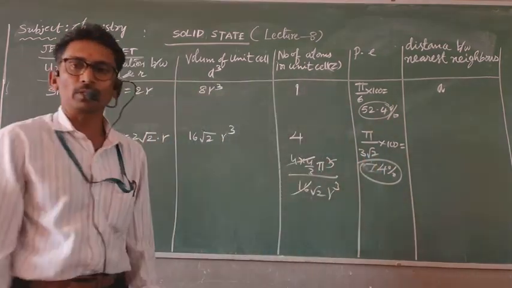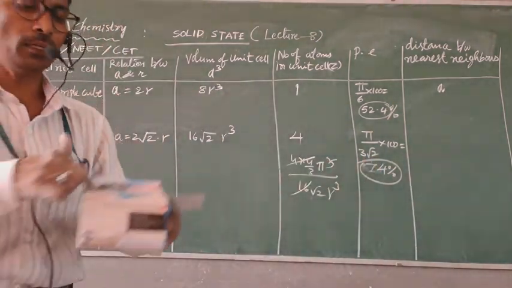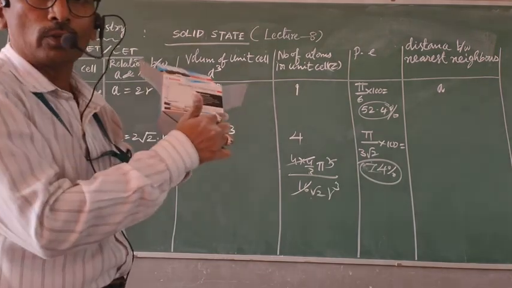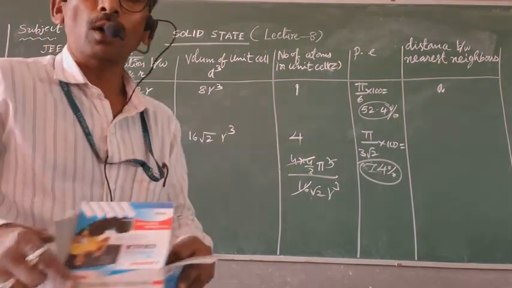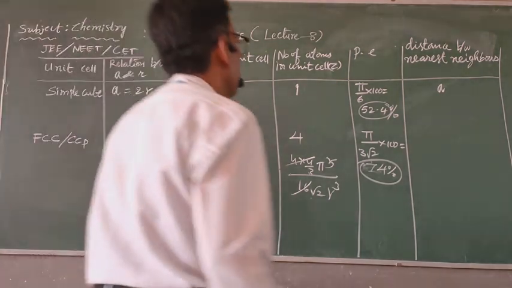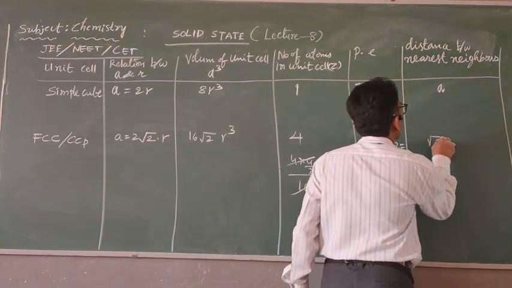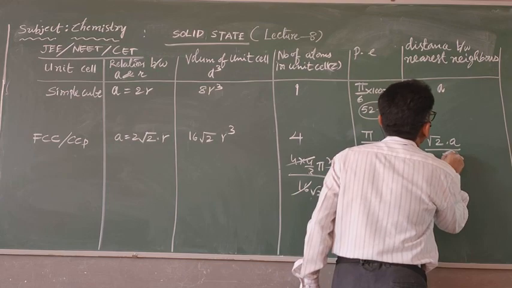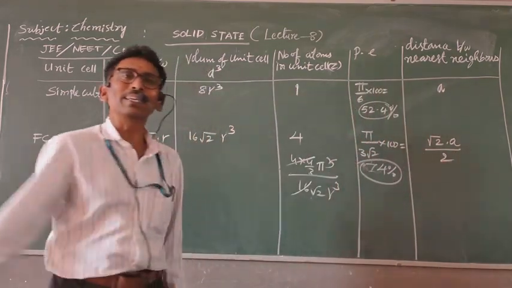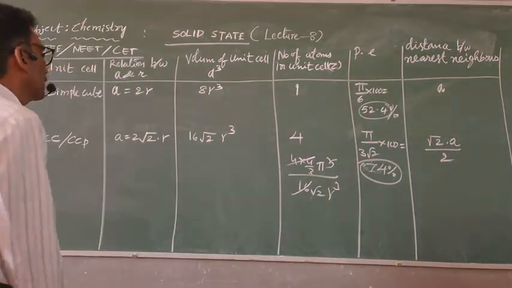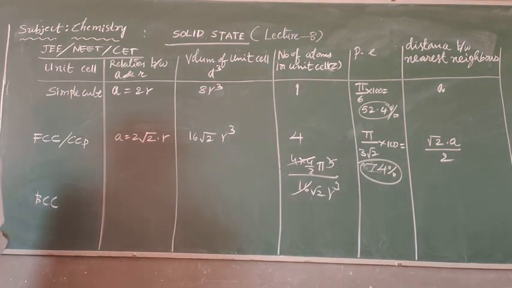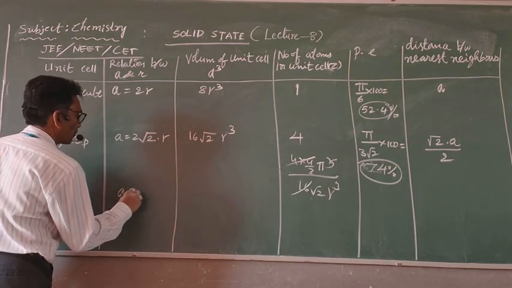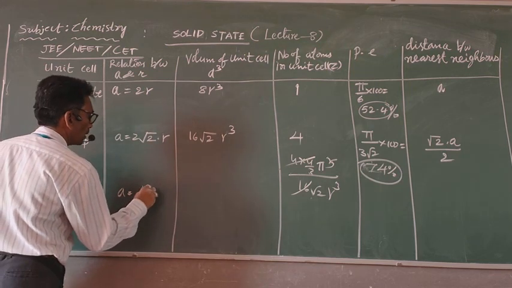As for nearest neighbors, where are they? The face diagonal is root 2 a. That is divided into half, so the nearest neighbor distance is root 2 a by 2. That is called nearest neighbors. Last one, BCC, a is equal to 4r by root 3.